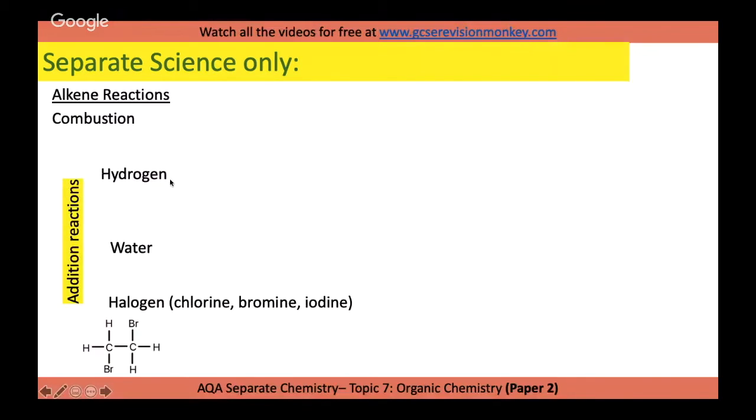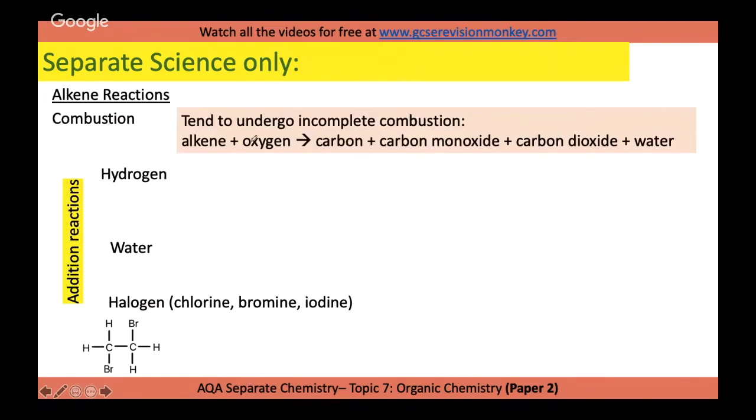Alkene reactions: we've got combustion, and most of the alkenes are more reactive than alkanes. However, when they do combustion, they tend to undergo incomplete combustion, which means they burn with a smoky flame, producing the carbon and the carbon monoxide like we discussed before. There's several addition reactions that they can go through, so they can add hydrogen, add water, or perhaps add a halogen. And in all of the times, they basically are opening up that double bond.